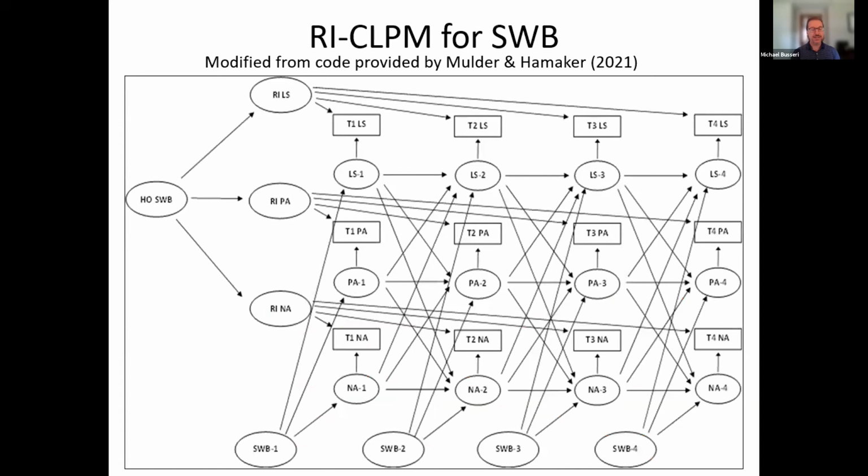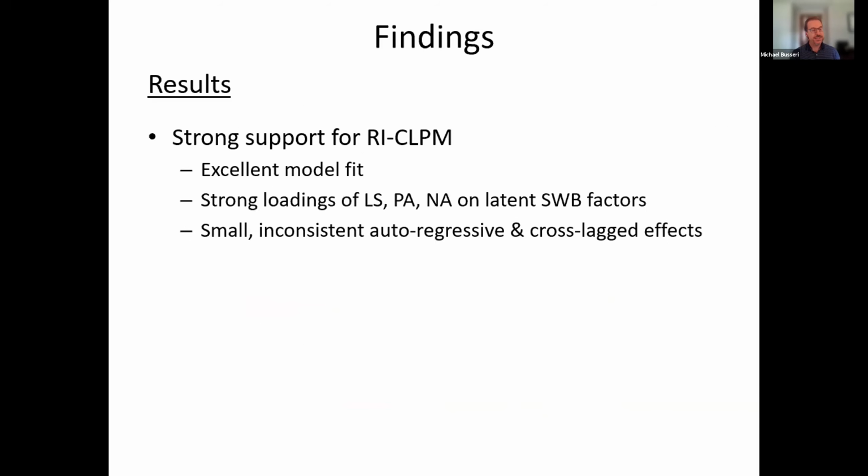An overview of the analytic model is provided here, which will be available as part of the video recording. So model testing provided strong support for this particular model. Each of the latent random intercept factors had strong loadings from the repeatedly assessed SWB components. Also, the higher order latent SWB factor had strong loadings from each random intercept.